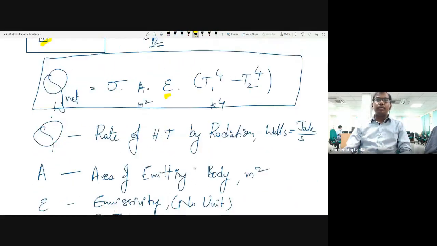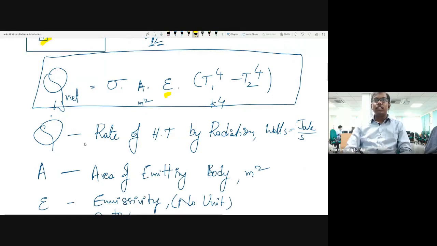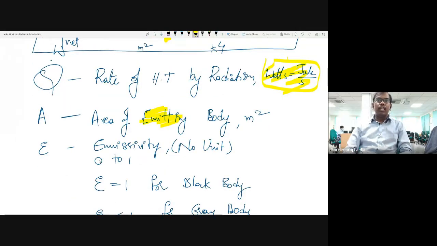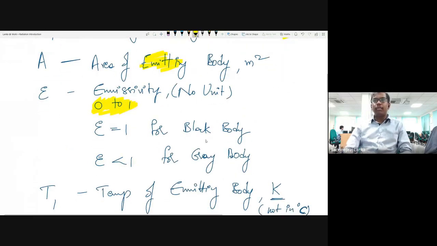Q will be the rate of heat transfer by radiation, and this will be measured in watts, which is nothing but joule per second. The area here is the area of the emitting body, measured in meter square. Emissivity is a constant. It doesn't have any unit and it varies between 0 and 1. Emissivity is equal to 1 for a black body, and for a gray body it is less than 1.